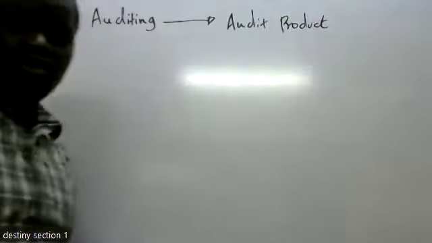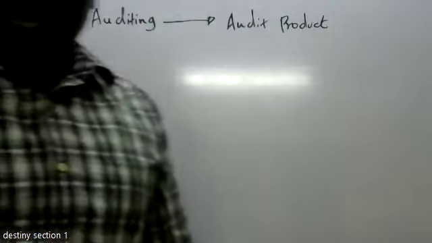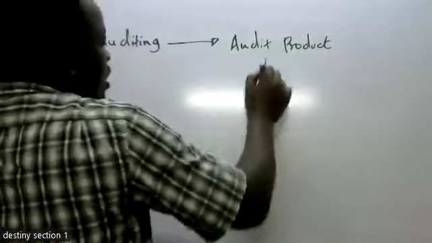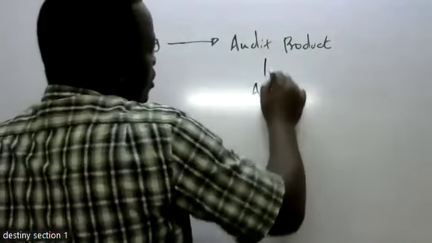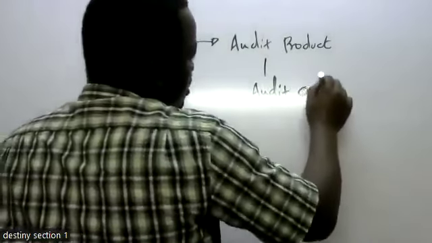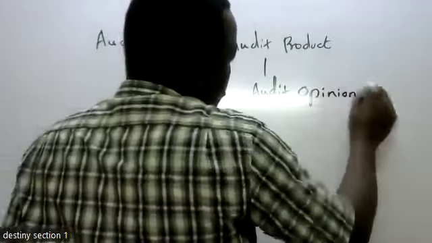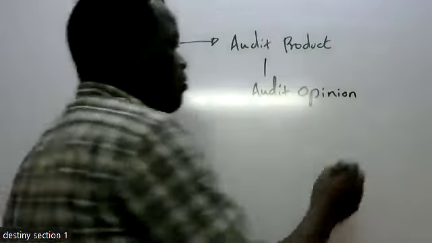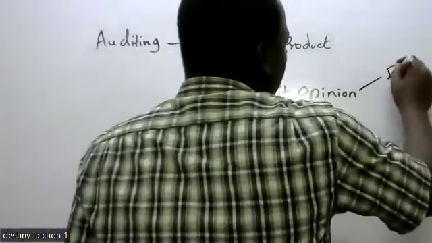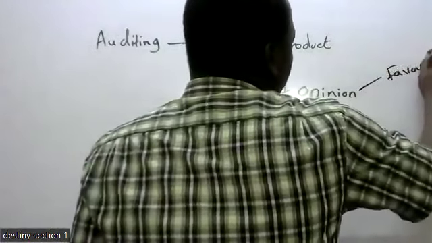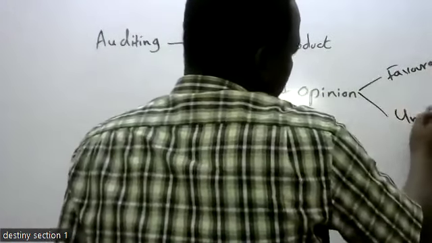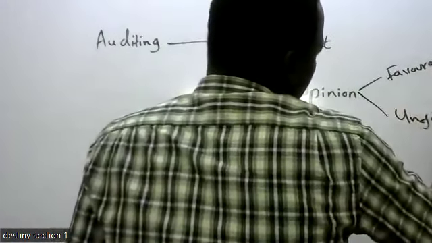In this audit report, the auditor will be expressing an opinion, an audit opinion. This opinion can take two forms. It can be either a favorable audit opinion, or it can be an unfavorable audit opinion.